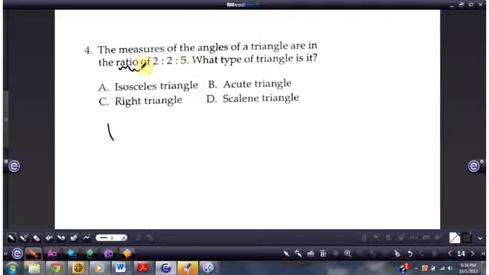Now, when you've got a ratio of something like 2 to 2, that normally means 2 of them are equal, and that fifth one is not equal. So actually you're trying to figure out which triangle has 2 equal angles. The answer to that, isosceles, and you're done.